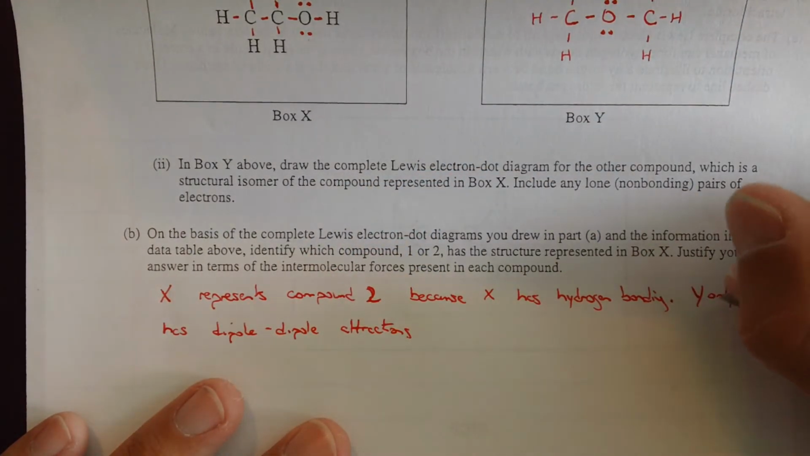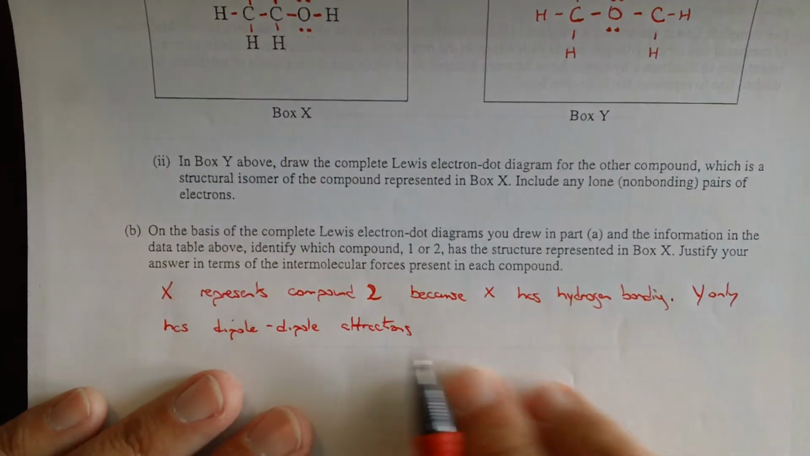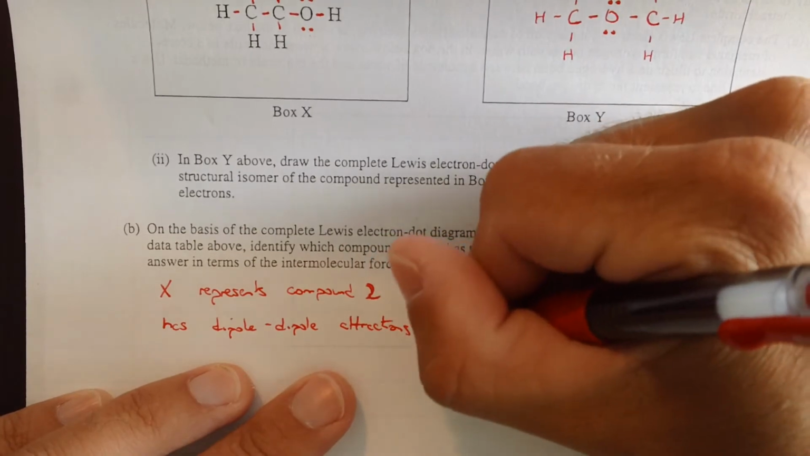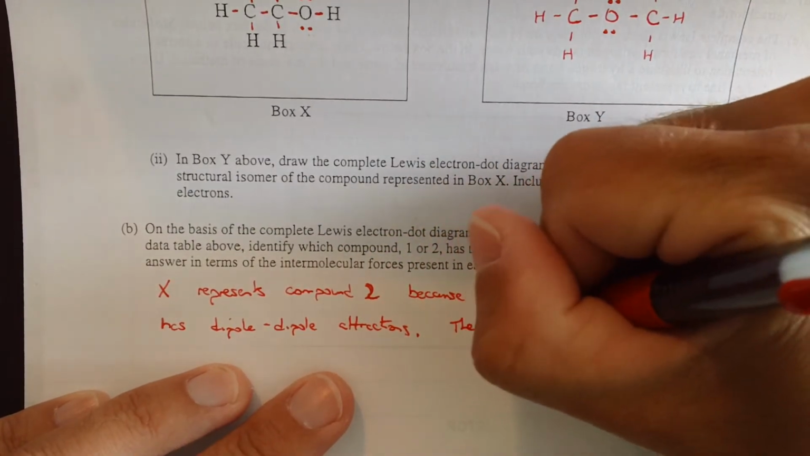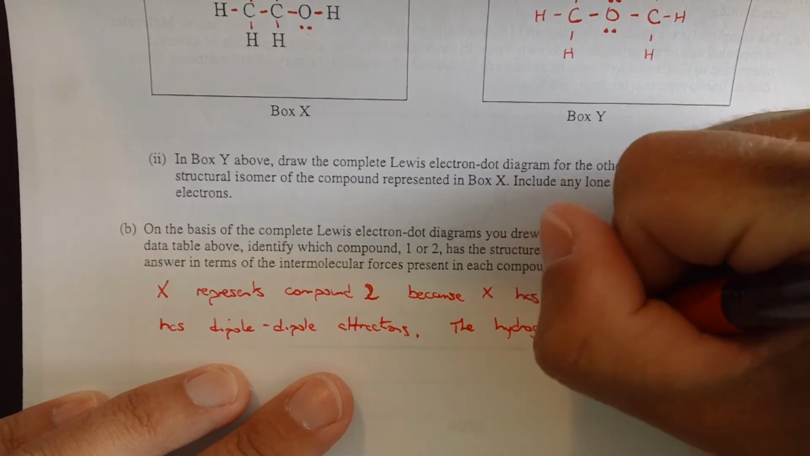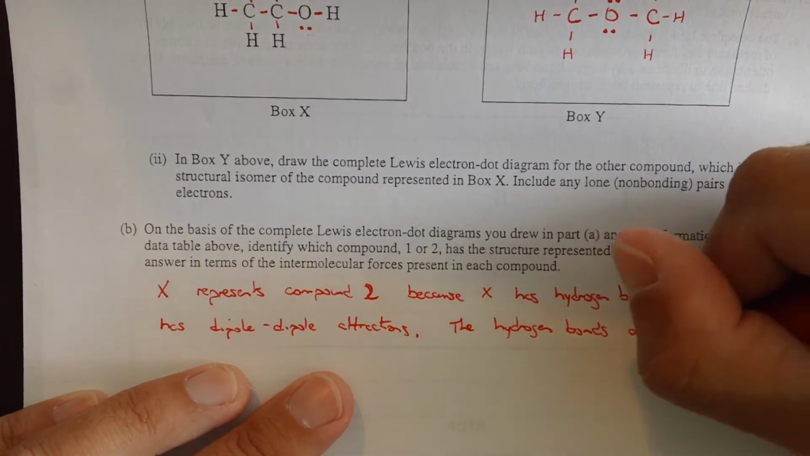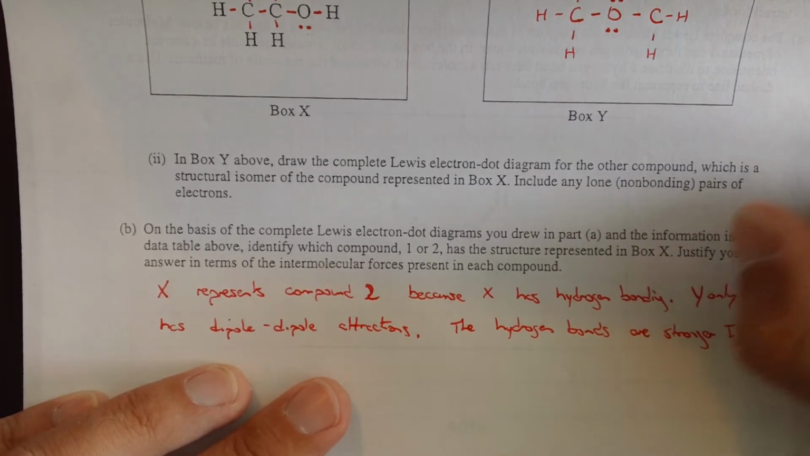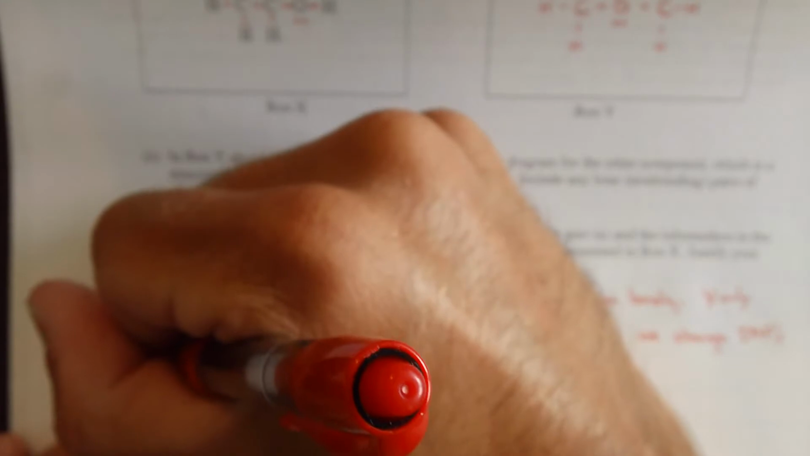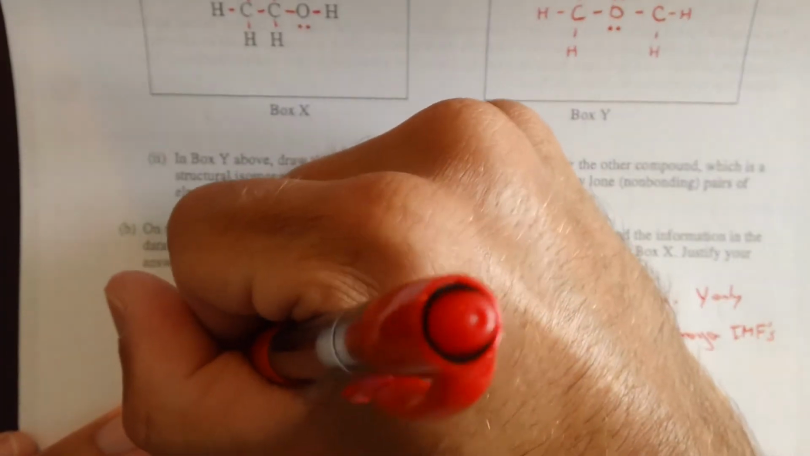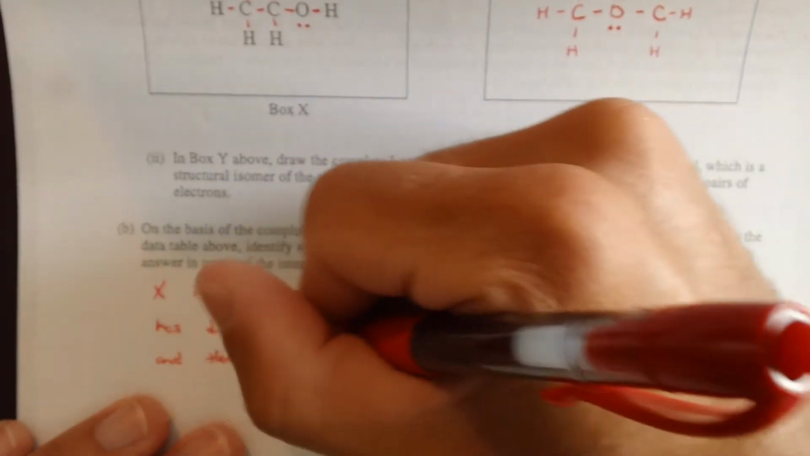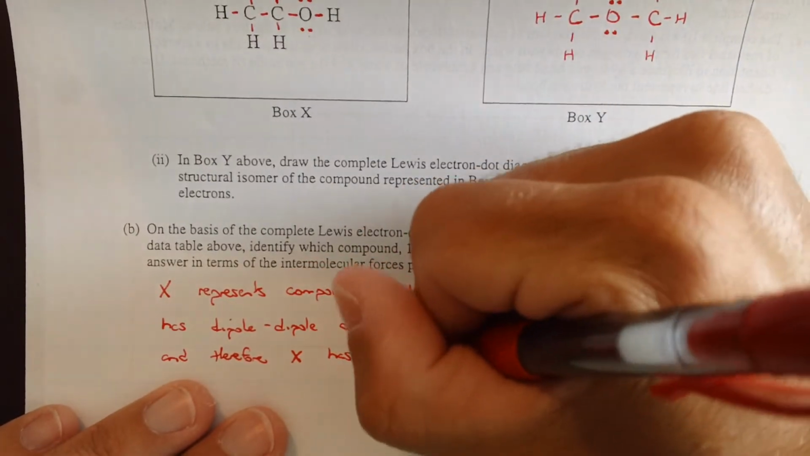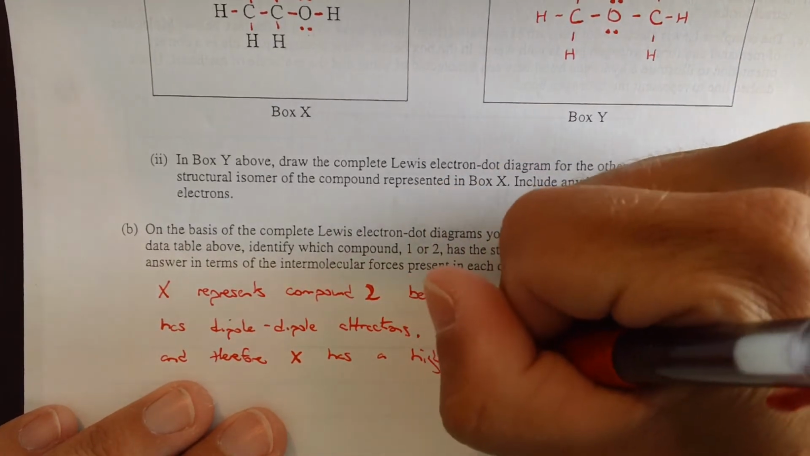And we probably shouldn't write only there because dispersion forces are there, but I think you're okay. Only has dipole attractions. The hydrogen bonds are stronger. Intermolecular forces. And therefore X has a higher boiling point.